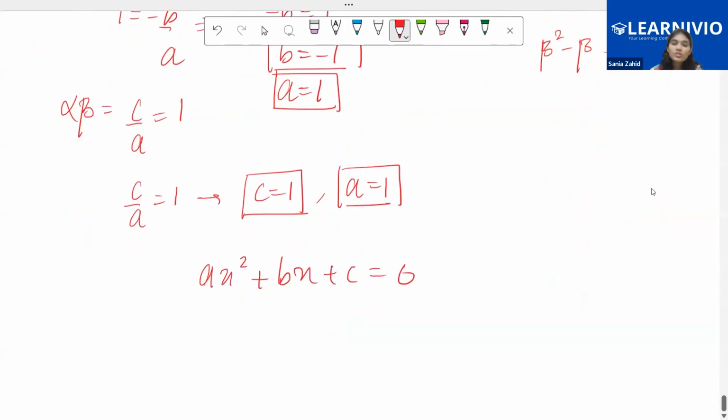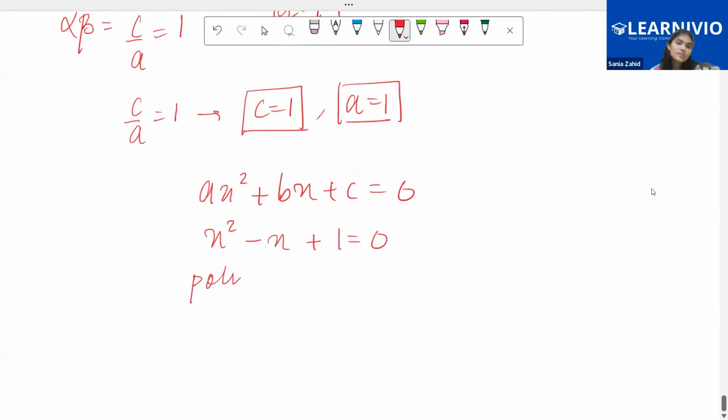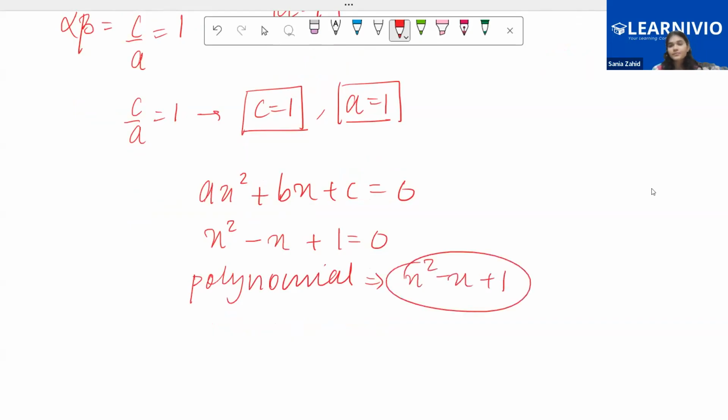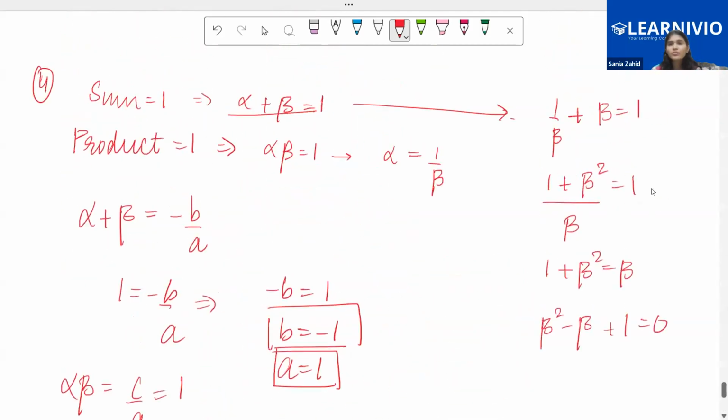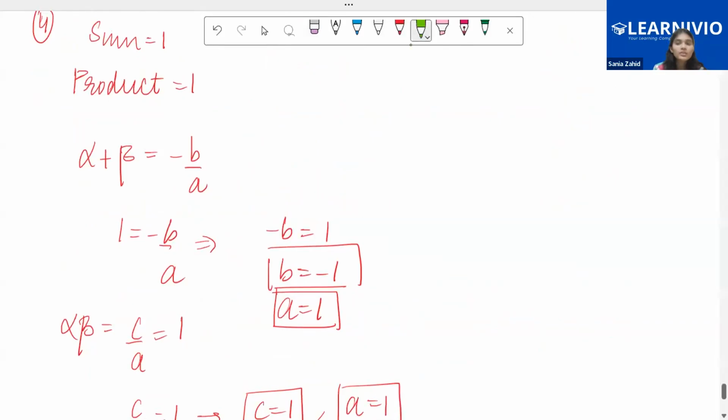Now we know that the formula is ax square plus bx plus c gives you 0. So what is ax square now? Just x square minus x plus 1 gives you 0. So your polynomial is x square minus x plus 1. Right? Understood? You don't have to do this step. I actually was confused with the lesson on quadratic equations, so I was teaching you that thing. But we are doing polynomials. Okay. Understood, Umair? Yes. Okay.